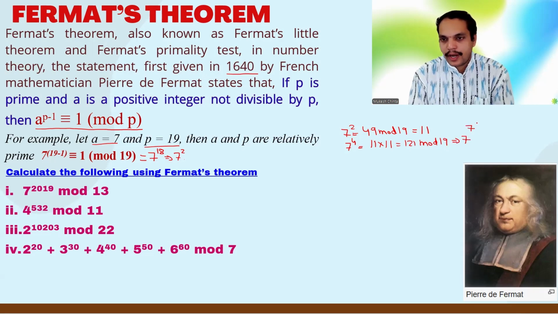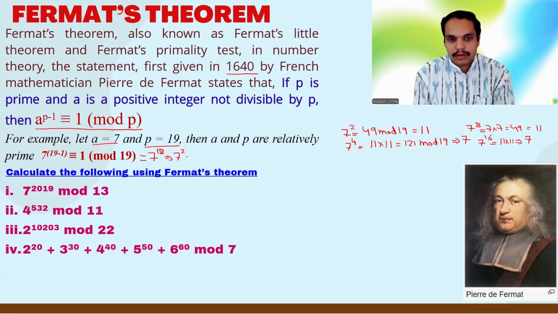Similarly, 7 to the power 8 can be written as 7 to the power 4 into 7 to the power 4, which is 7 into 7, which once again gives me 49, which is equal to 11. And 7 to the power 16 can be written as 7 to the power 8 into 7 to the power 8, 11 into 11, which is 121, which is nothing but 7. So here what I can do is 7 squared into 7 to the power 16. 7 to the power 16 mod 19 is 7, isn't it?